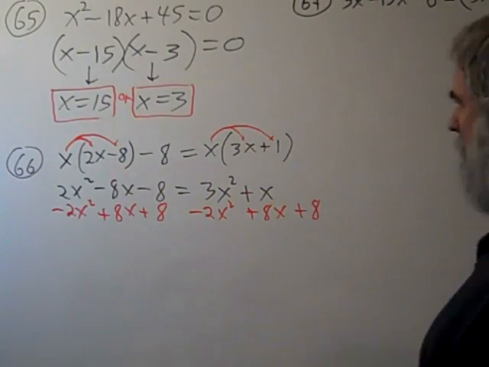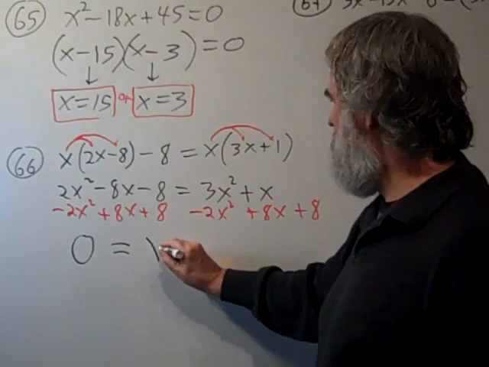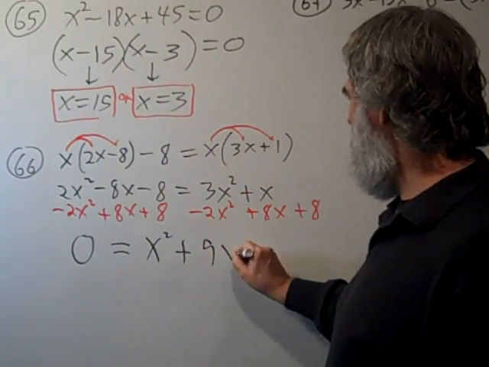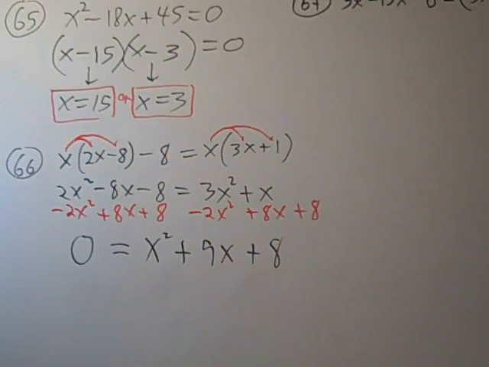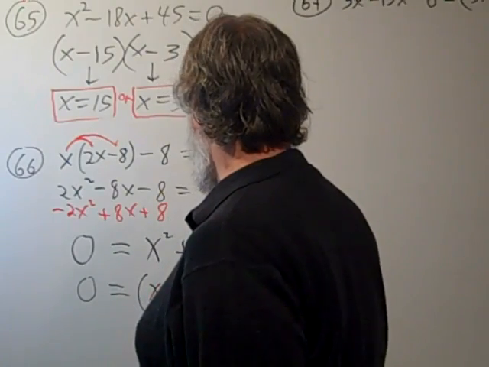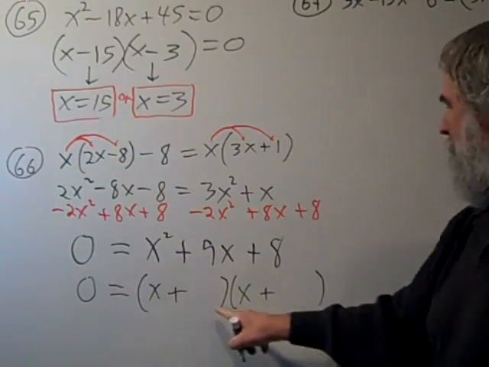The result is that on the left we get 0. On the right we have 3x squared minus 2x squared leaves 1x squared. X plus 8x adds up to 9x plus 8. And that factors. Here a plus, there a plus, everywhere a plus plus.